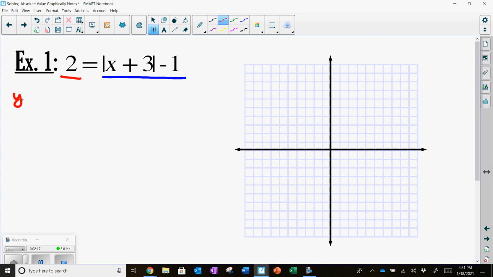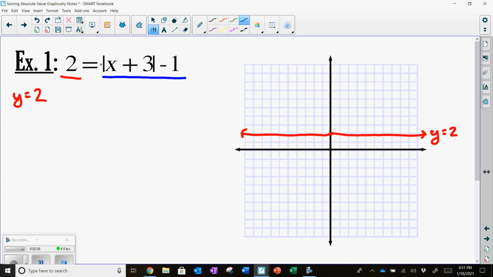Y equals 2 is a nice, easy horizontal line where it does not matter what x is, y is always 2. So y is 2 there, and it's going to stay 2 all the way across going to the right and all the way across going to the left. Is that a perfectly straight line? No. Maybe if I try and draw it this way, I can make it a little straighter. That's a little better. Still not perfect, but close enough. So this is the line y equals 2, because it does not matter what x is, y is always 2.